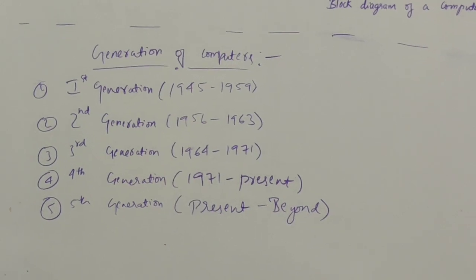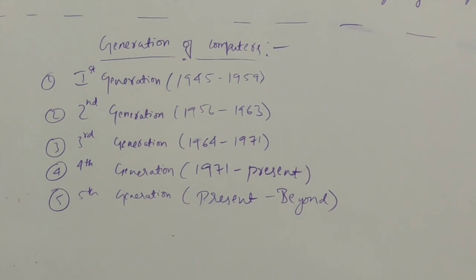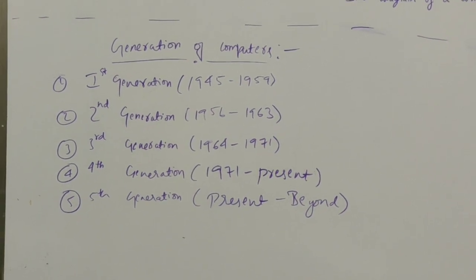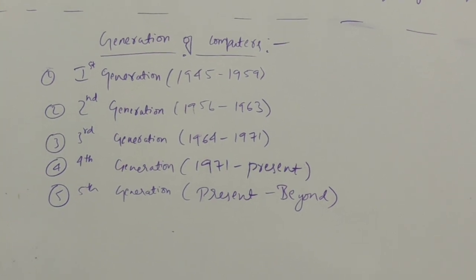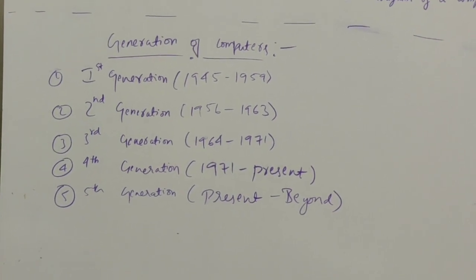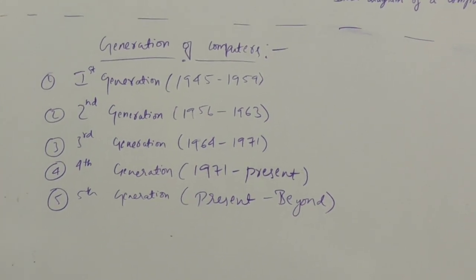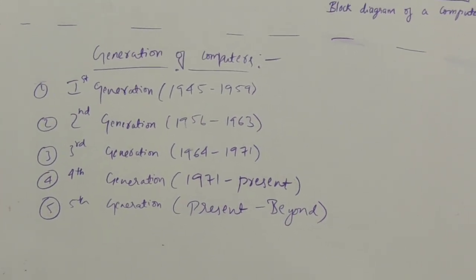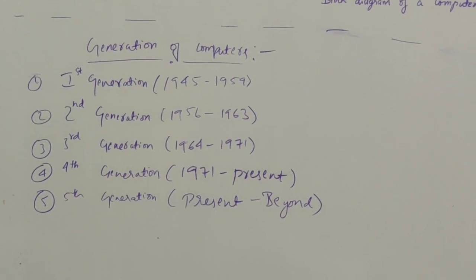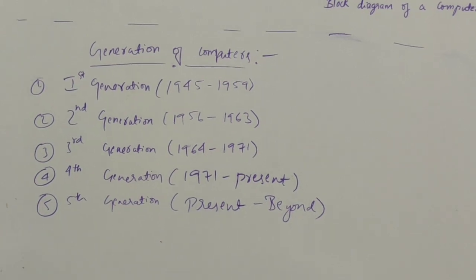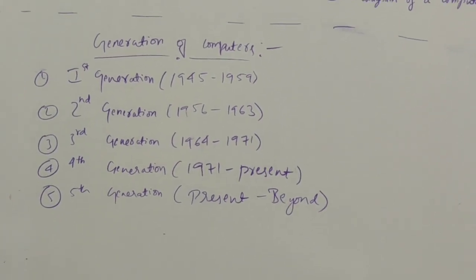Now the third generation of computers, that is 1964 to 1971. Though transistors were clearly an improvement over vacuum tubes, they still generated a great deal of heat, which damaged the computer's sensitive internal parts. The use of quartz rock eliminated this problem. Jack Kilby, an engineer with Texas Instruments, developed the integrated circuit, that is IC. Here the speed was about 10 to the power of minus 9 seconds.